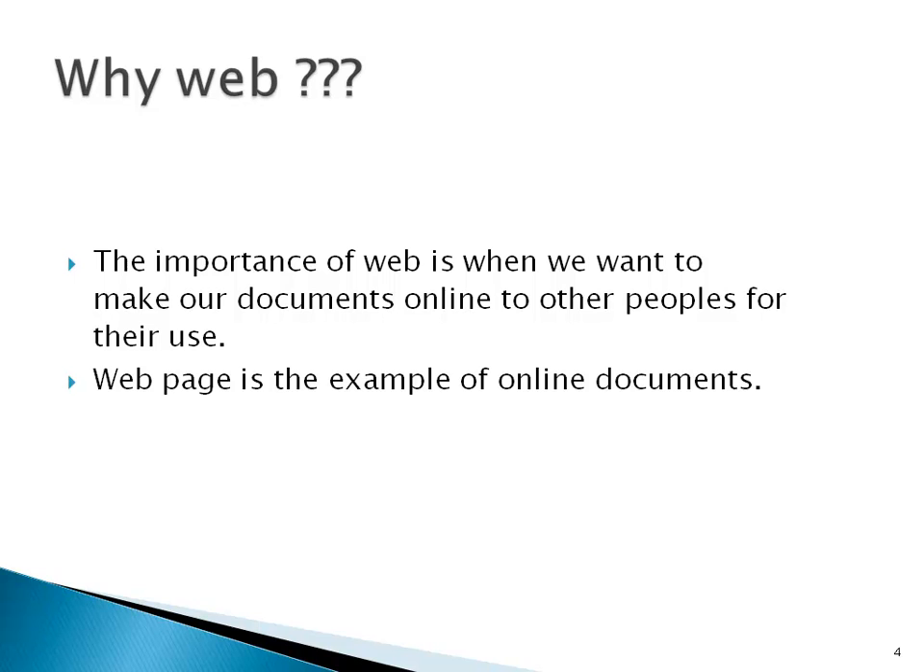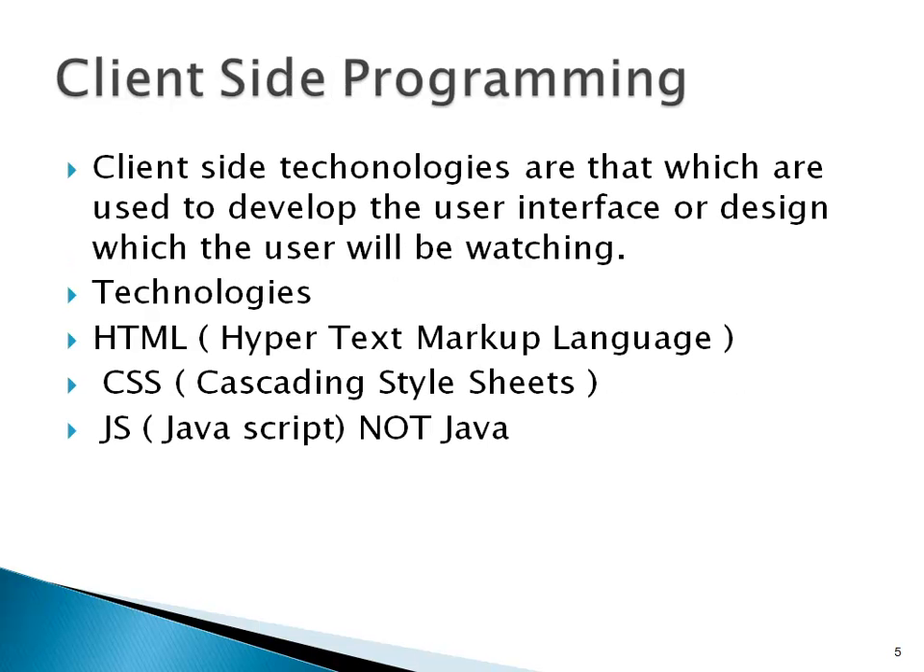A web page is an example of an online document. A web page is accessible by everyone if there is no restriction on it. For example, Google, Facebook, Yahoo, and many other websites. These are examples of online documents placed on the web so that everyone can go through them, use them, and get information from them. So that is why we use the web.